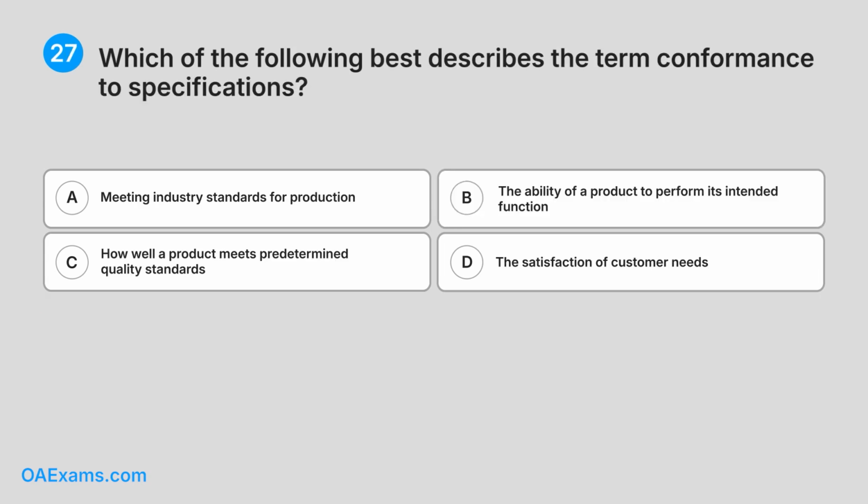27. Which of the following best describes the term conformance to specifications? A. Meeting industry standards for production. B. The ability of a product to perform its intended function. C. How well a product meets predetermined quality standards. D. The satisfaction of customer needs. What do you think is the answer?